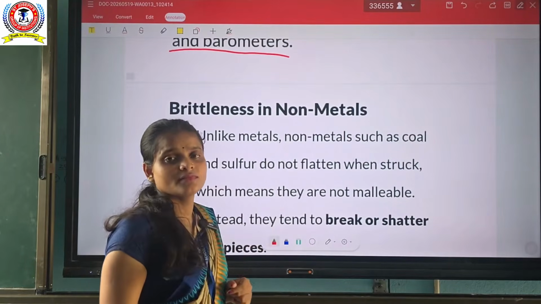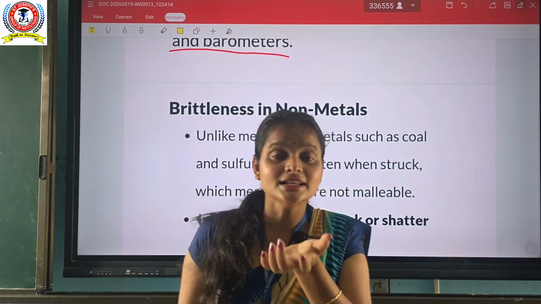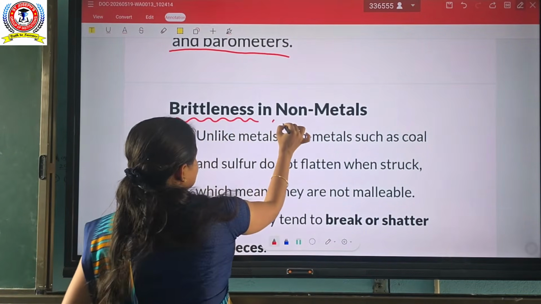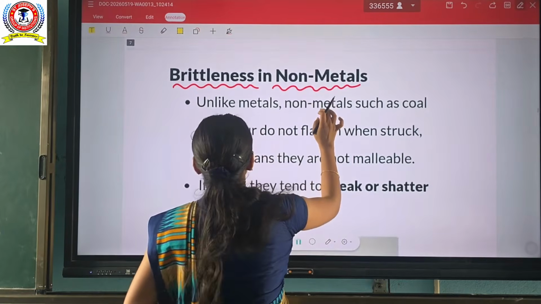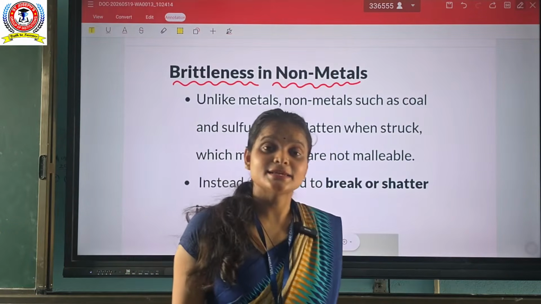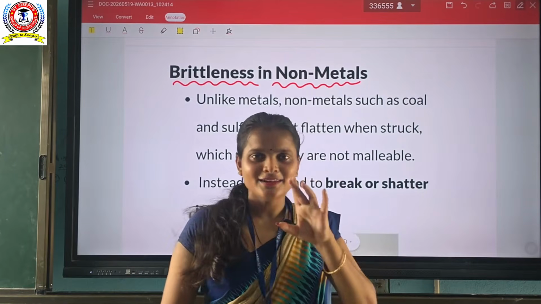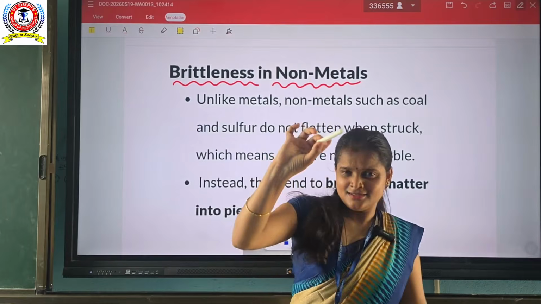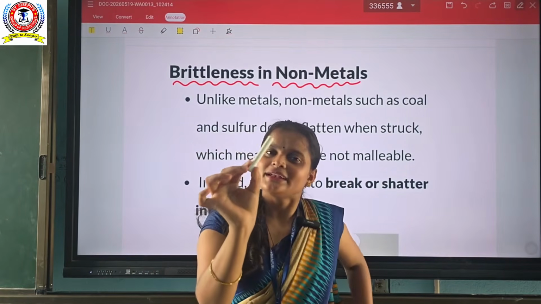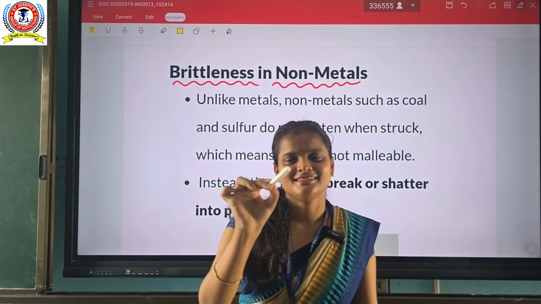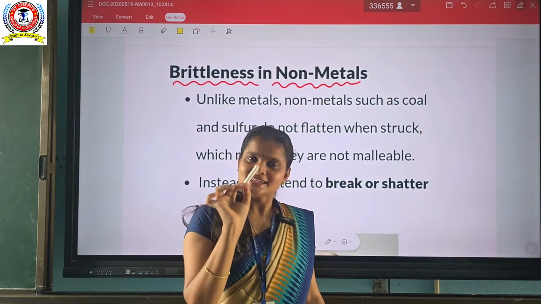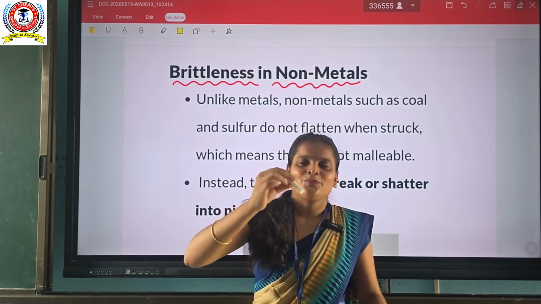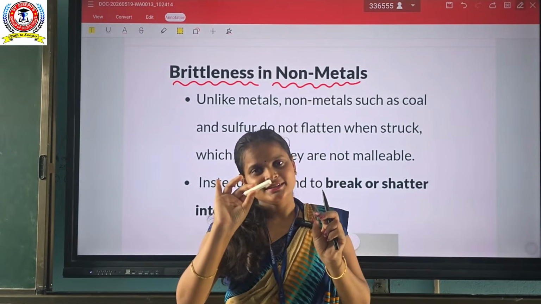Listen carefully. Brittleness means brittle in nature. Okay, I'll give an example here. Can you tell me what this is? Is this a metal or non-metal? Tell me quickly. Is this a metal? Chalk is a metal? No. Chalk is a non-metal. Yes or no?